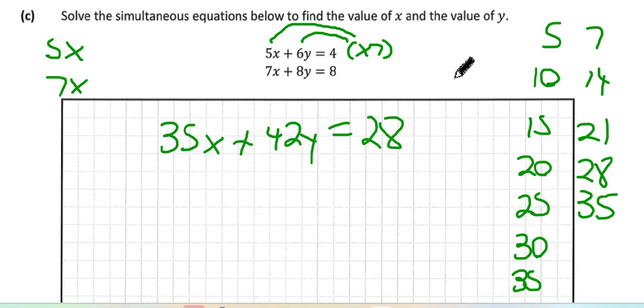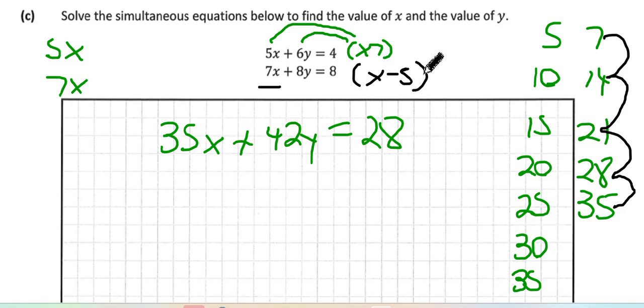Yeah. Now, next one. How'd you turn 7 into 35? You multiply by 1, 2, 3, 4, 5. By 5. I'm going to multiply by minus 5. Can anybody tell me why I'm doing it by minus 5? I'd like a minus 35.